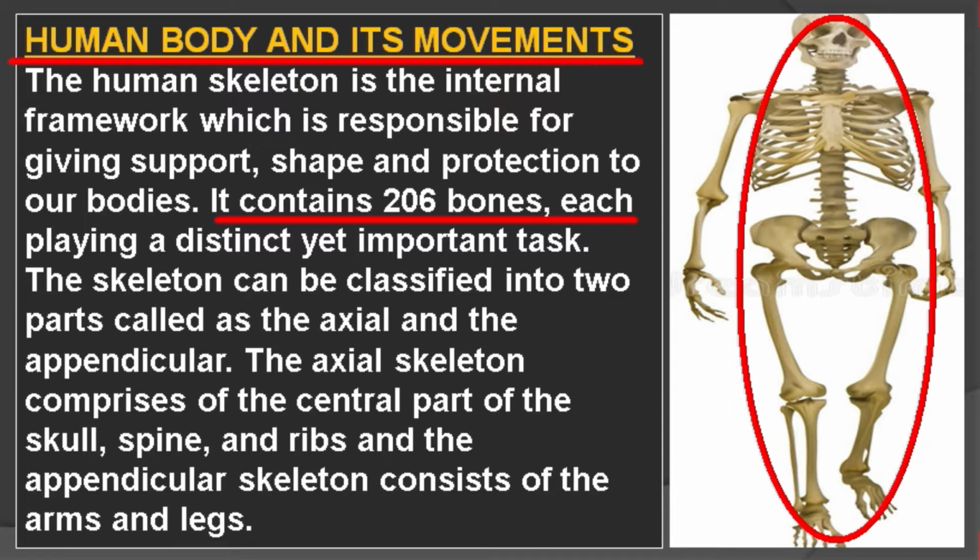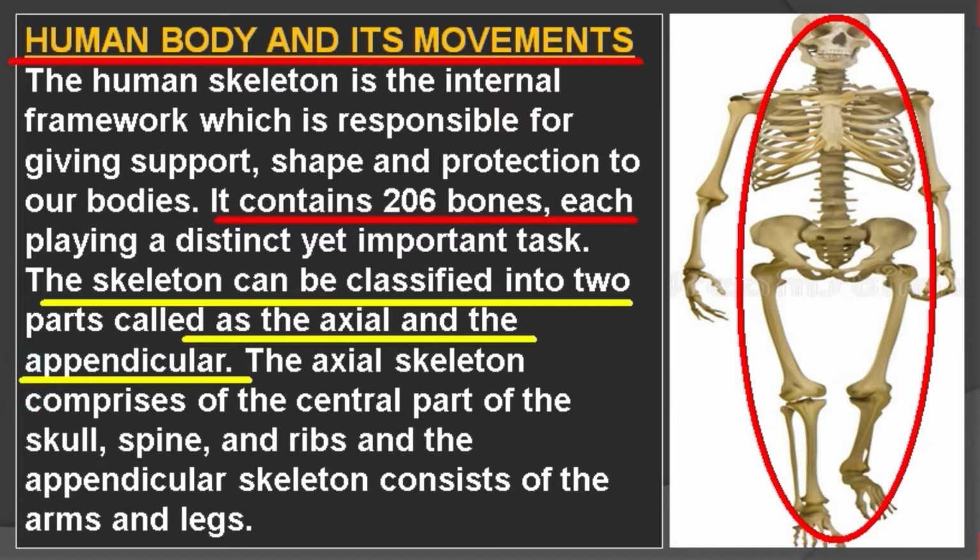Students, the human skeleton is basically classified into two parts, that are the axial skeleton and the appendicular skeleton. The axial skeleton comprises the central part: the skull, spine and ribs, whereas the appendicular skeleton consists of the bones of the legs and hands.